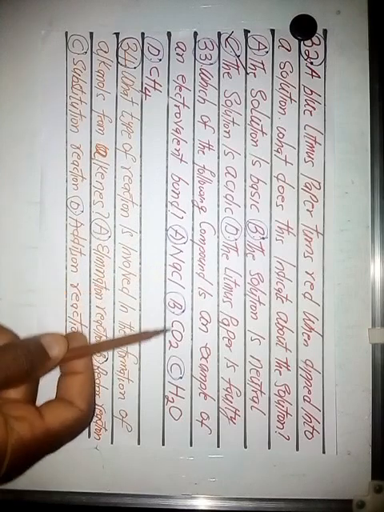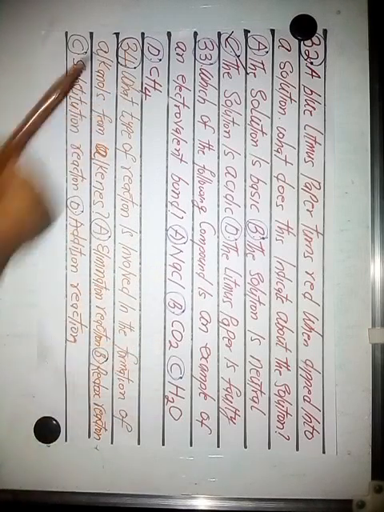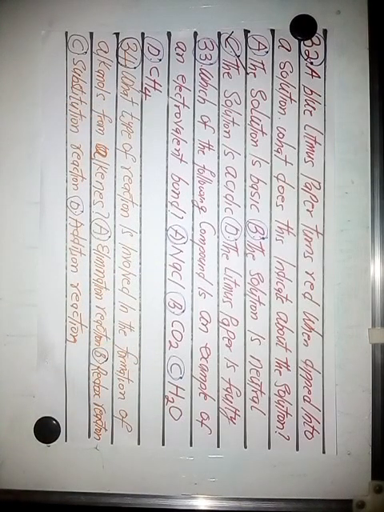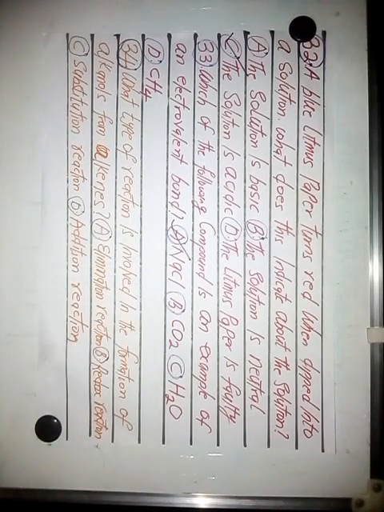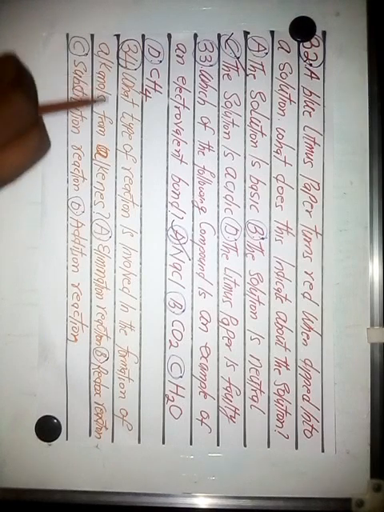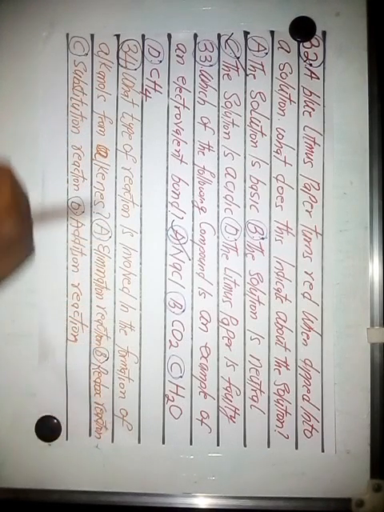So the next question, which of the following compounds is an example of an electrovalent bond? You have sodium chloride, carbon dioxide, water, methane. So your answer is A, sodium chloride. The rest are covalent bonds.